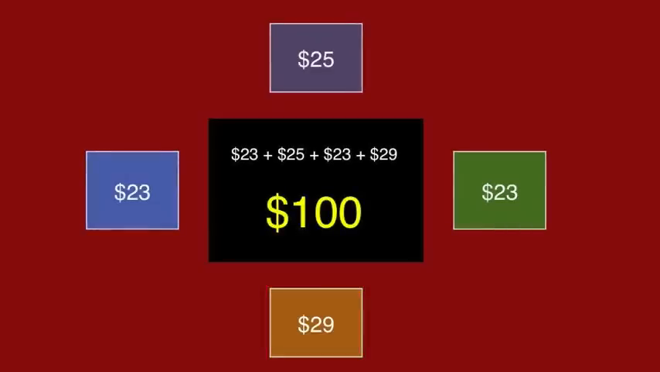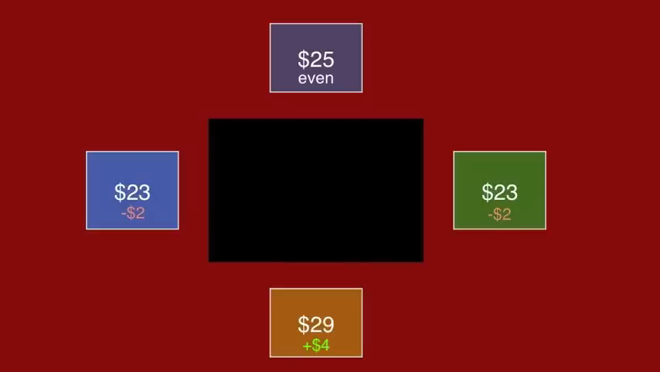We look at the totals for each player. When we add those together, we see there's $100 on the table. Exactly how we started. The term zero-sum comes from looking at the profit or loss for each player. Blue has lost $2, purple is even, green has lost $2, and orange is up $4. If we add those differences together, we get zero. The total gains of $4 are offset by the total losses, two players having lost $2 each.